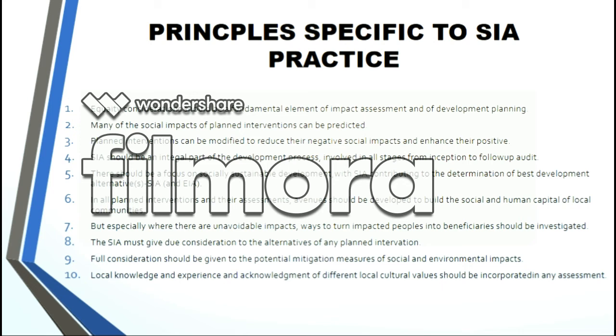Number 9, full consideration should be given to the potential mitigation measures of social and environmental impact, even where impacted communities may approve the planned intervention and where they may be regarded as beneficiaries. Number 10, local knowledge and experience and acknowledgement of different local cultural values should be incorporated in any assessment. Number 11, there should be no use of violence or harassment.